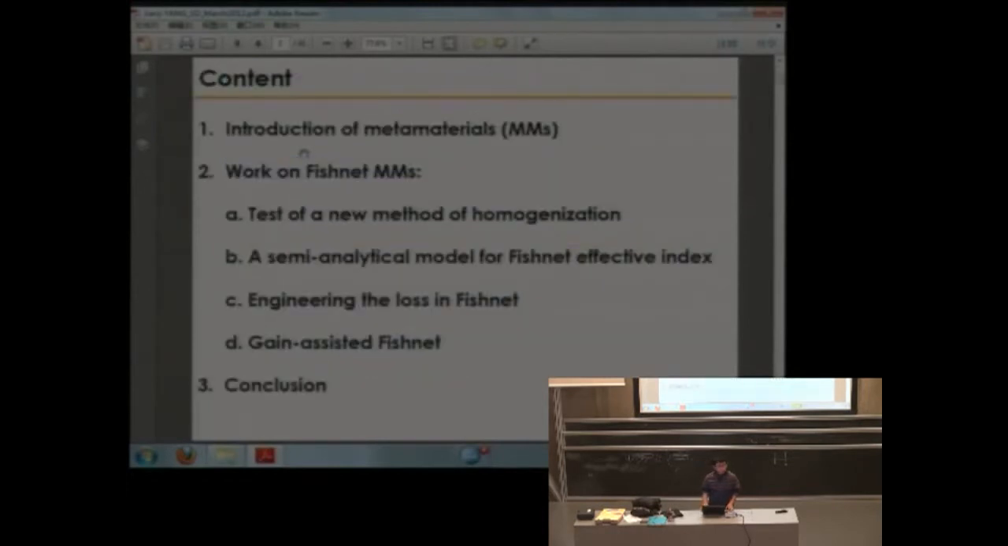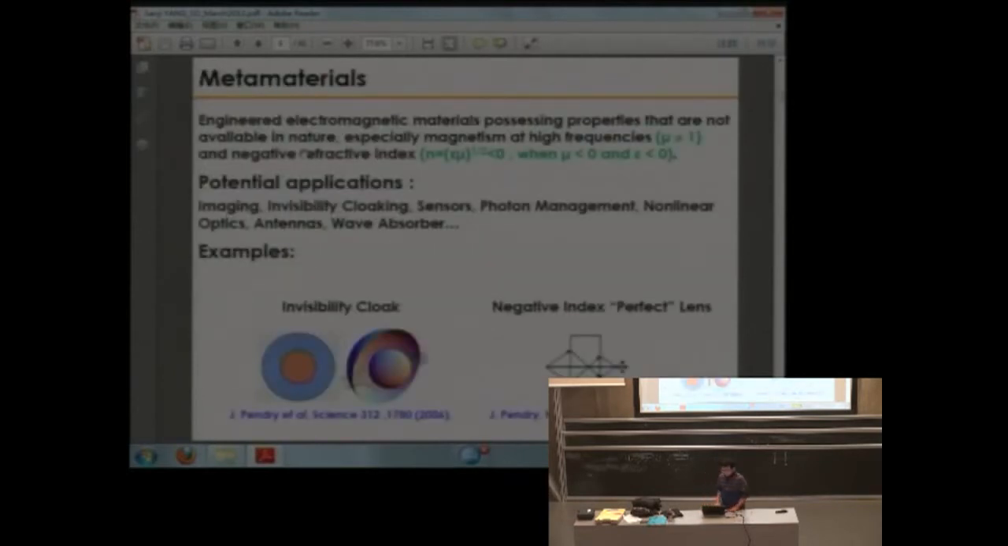My presentation contains three parts. In the first section, I will explain simply the concept of metamaterials, and in the second part, I will explain our theoretical studies of optical fishnet metamaterials. And lastly, I will conclude my presentation briefly. Now I start to introduce the concept of metamaterials.